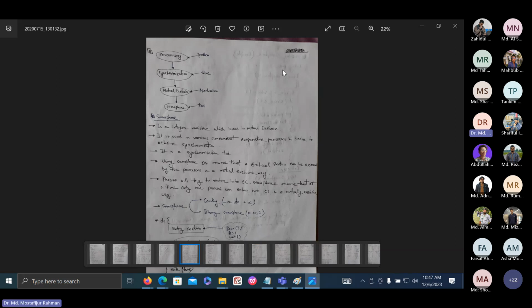Okay, then 0, then go to the 1, 2, 3, 4 until 1100, like this way. Positive, that is negative, and what is positive? Two ways: counting semaphore, and the binary semaphore, which only takes 0 and 1.